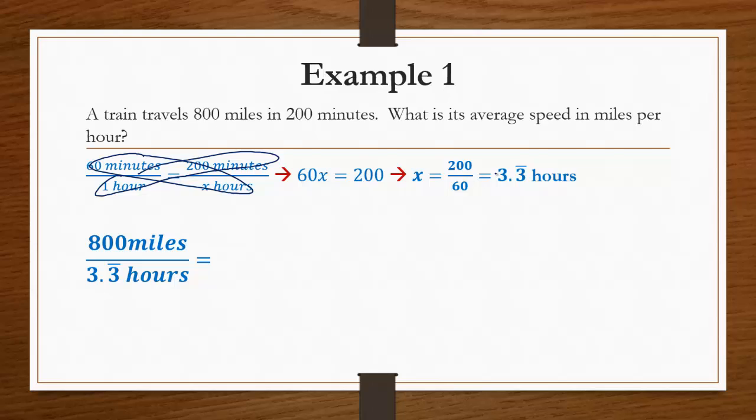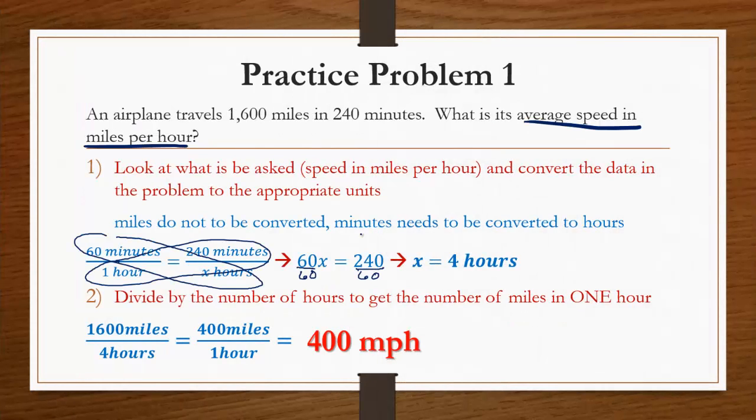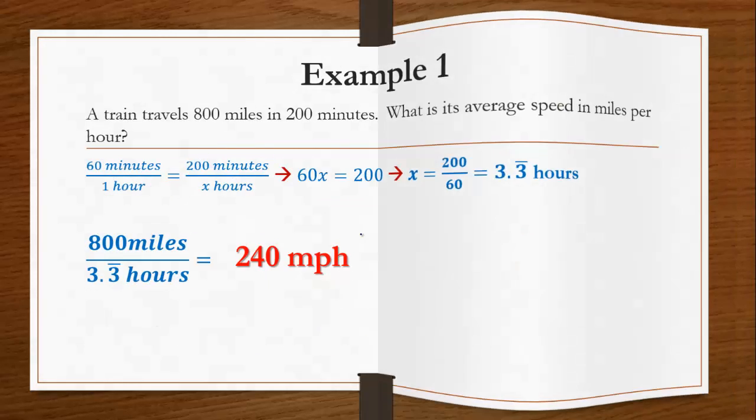So you then take that 800 miles and divide it by 3.3 repeating hours, because again, that's how many miles we went in that amount of time, which gives you an average speed of 240 miles per hour. Okay, so even though this came out to be a repeating decimal, it still comes out to a nice even number. So again, fairly easy. If you need to, go back, and what I have in red here, write down these steps or something similar to it. Okay, so let's move on past this.